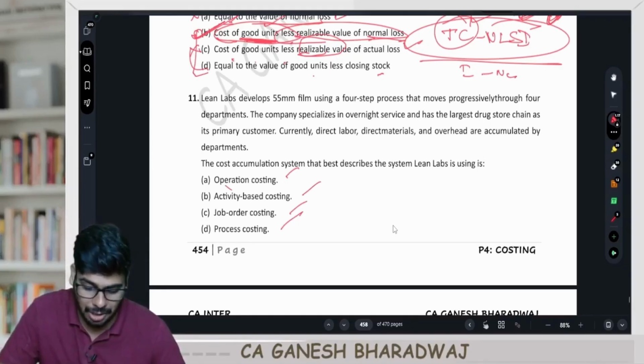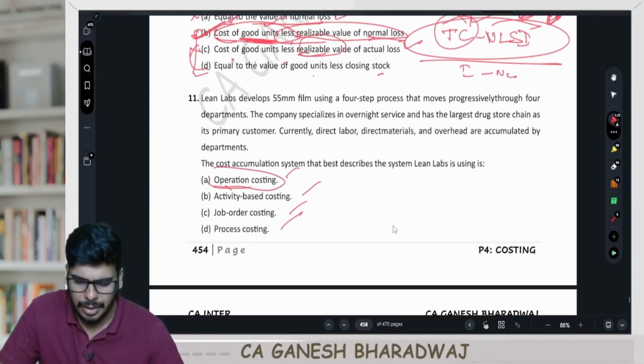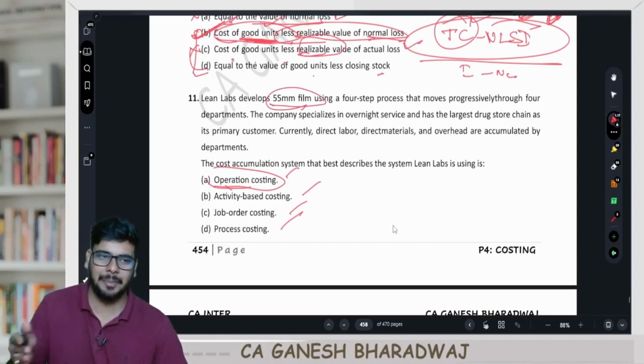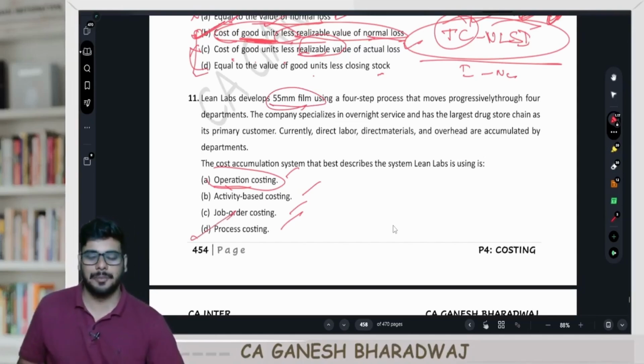It could be operation also, no? Why is it not operation costing? Because they do not have multiple products. They develop only a 55 film, right? And it passes through multiple processes. It's process costing. Activity costing and job order costing are not there here.